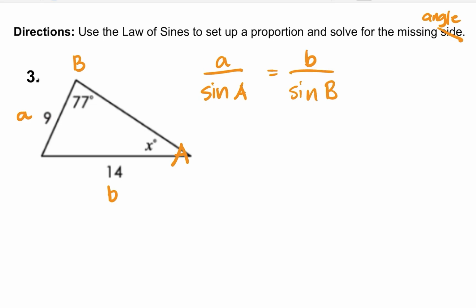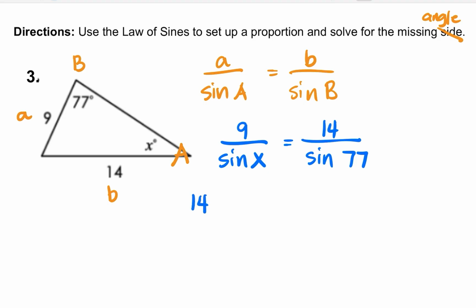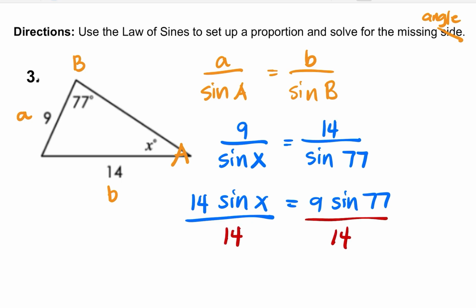Let's substitute. So my small a is 9 over sine x equals 14 over sine 77. Cross multiply. I've got 14 sine x equals 9 times sine 77. Remember, we're trying to find an angle, so this time we are going to divide both sides by 14 in order to get closer to x. So we'll have sine x equals 9 times sine 77 divided by 14.